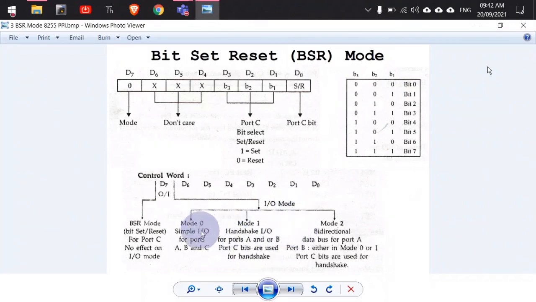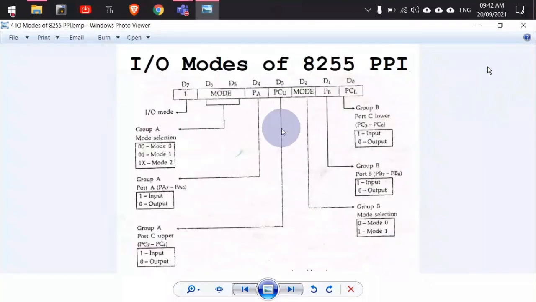Now, depending upon whether you are operating in mode 0, mode 1 or mode 2, the format and the interpretation of bits D0 to D6 will change. So let us slowly start studying these modes, and let us see what the format of the control word register is there. The format that we have seen earlier was for the bit set and reset mode. Now let's come to this.